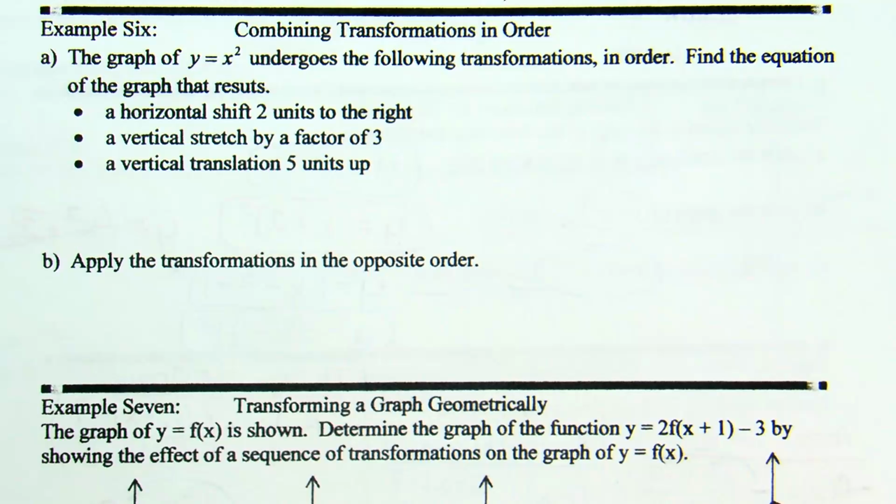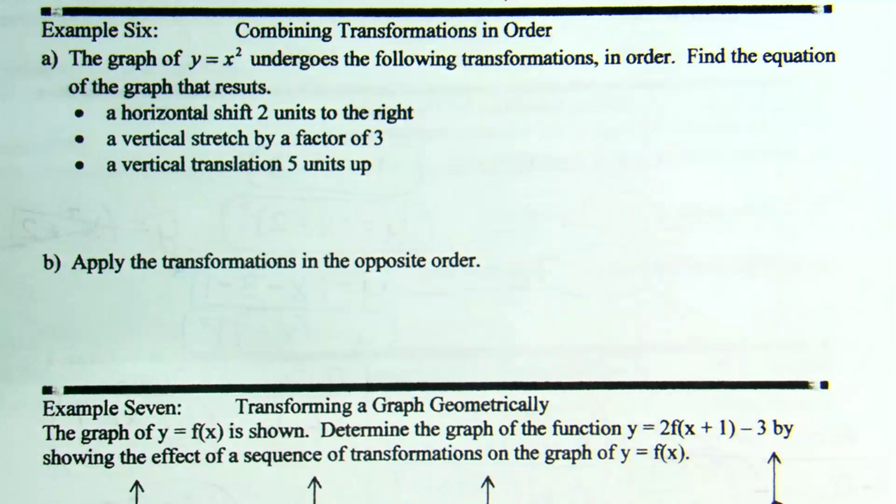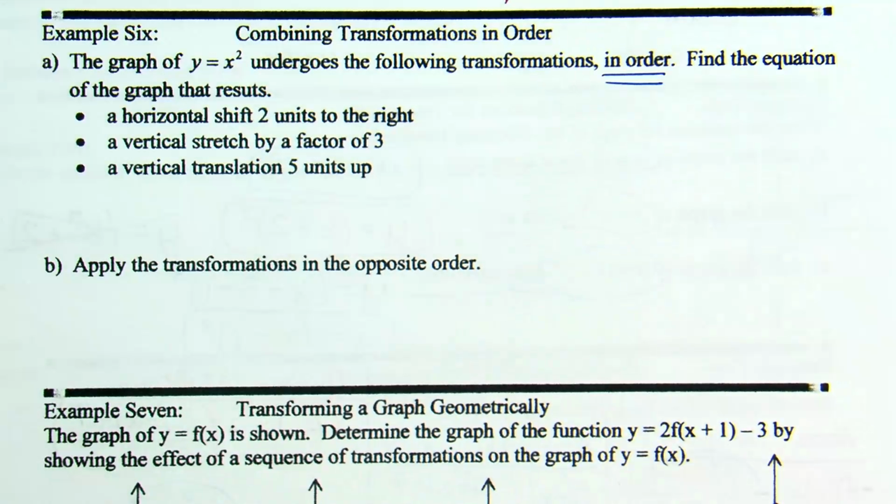Okay, example 6. Combining transformations in order. The graph of y equals x squared undergoes the following transformations. Notice what it says: in order. Find the equation of the graph that results. So based on the fact that I'm starting with y equals x squared.